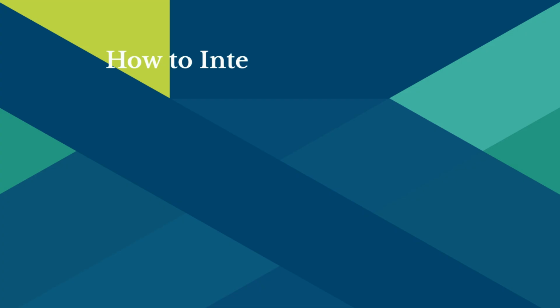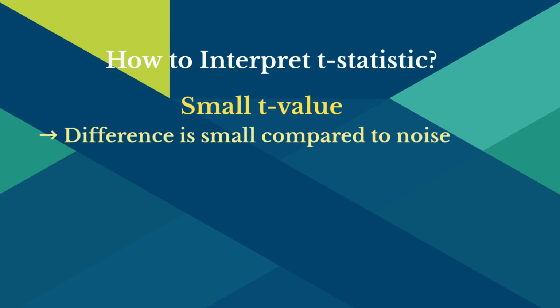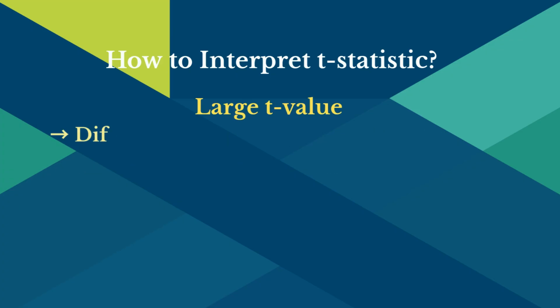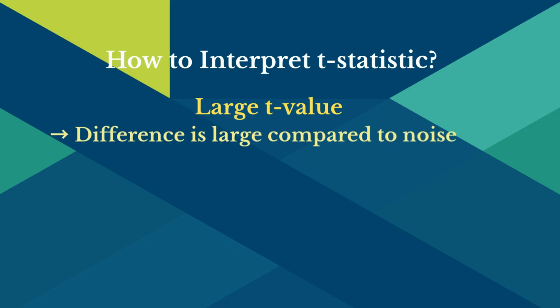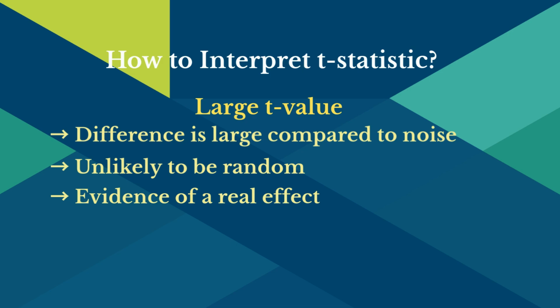Now that we know what goes into the t-statistic, the next question is obvious. How do we interpret its value? What does a small and large t-statistic mean? A small t-value means the difference is small compared to noise, likely due to random chance. And a large t-value means the difference is large compared to noise, unlikely to be random, evidence of a real effect. So, the bigger the absolute value of the t-statistic, the stronger the evidence against the idea of just chance.